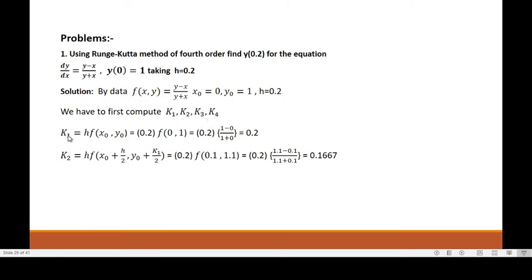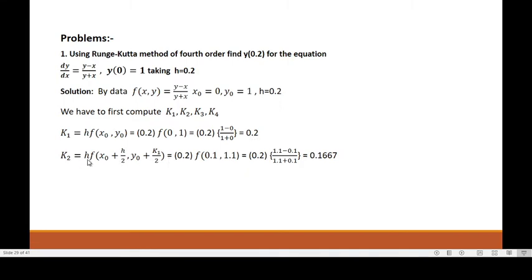So that is k1 is given by h into f of x0 comma y0. Substitute h, x0 and y0 here. That is 0.2 f of 0 comma 1, that is x is 0 and y is 1. We know that f of x comma y is y minus x by y plus x. Therefore, f of 0 comma 1 is 1 minus 0 by 1 plus 0. That is equal to 0.2.